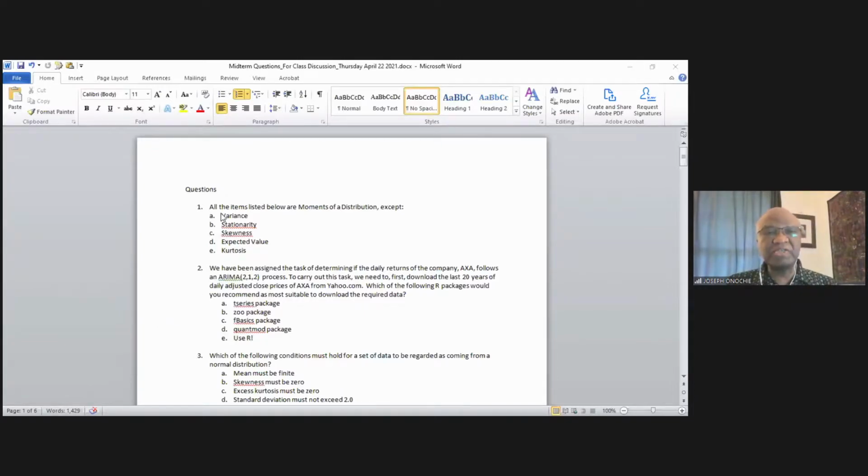So the first question is this. All the items below are moments of a distribution. I think this is simple. At the beginning of this semester, we discussed how many moments? 4 moments, right? The mean, the variance, the skewness, and the kurtosis. So anything that is not among those 4 is the answer. Can anybody tell me what the answer is here?